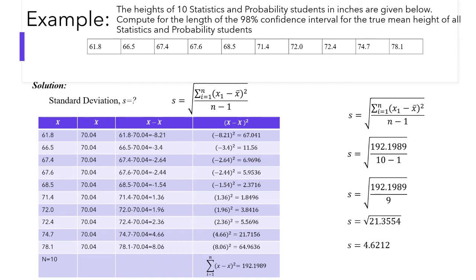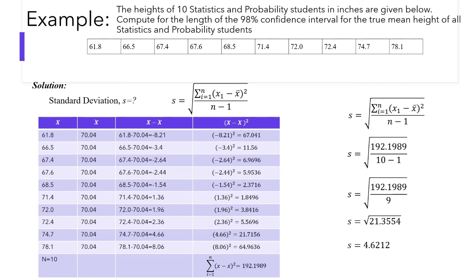For the last column, our fourth column, we will square our third column. Negative 8.21 squared is equal to 67.041. Next line, negative 3.4 squared is equal to 11.56. Third line, negative 2.64 squared is equal to 6.9696. Next line is negative 2.44 squared, which is equal to 5.9536. So on and so forth.